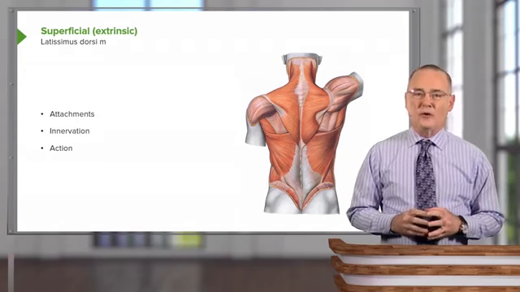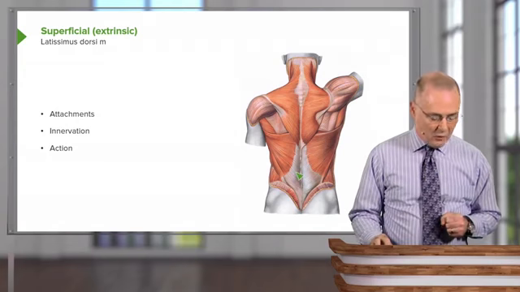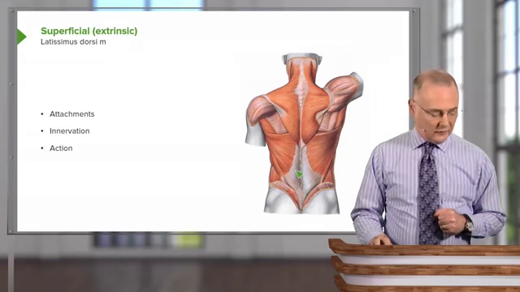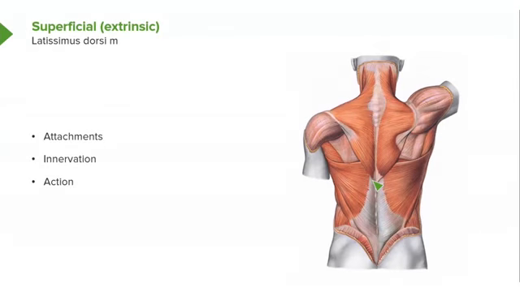The Latissimus Dorsi has multiple points of origin. It's going to originate from the spinous processes of T7 through T12, and also the spinous processes of all 5 lumbar vertebrae. It has a partial attachment to the iliac crest and the sacrum, and will partially originate from the inferior 3 to even inferior 4 ribs.